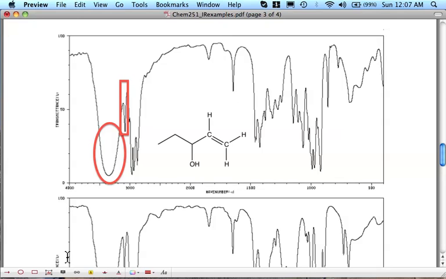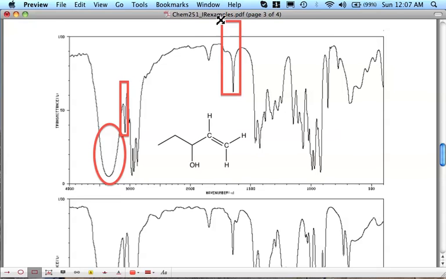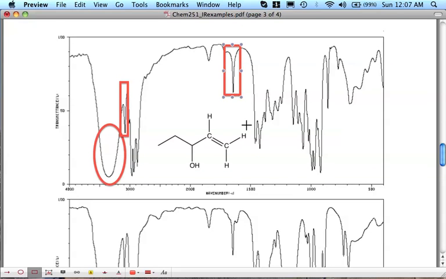All right, so label that C double bond C. Maybe I'll do one more for you just to make sure you're in the right place here. C double bond C stretch. There it is. Maybe I'll even put a little arrow to it. Okay, so there's our C double bond C stretch.